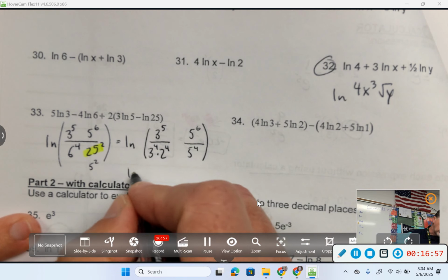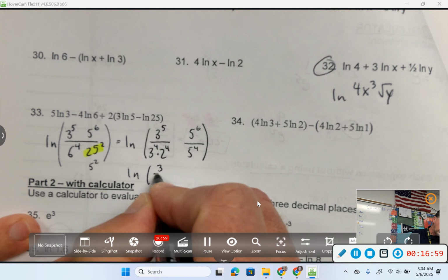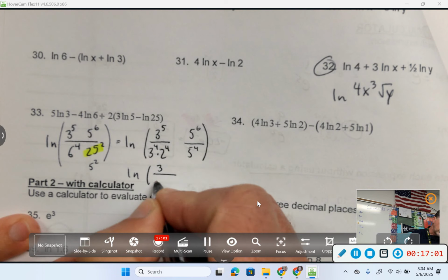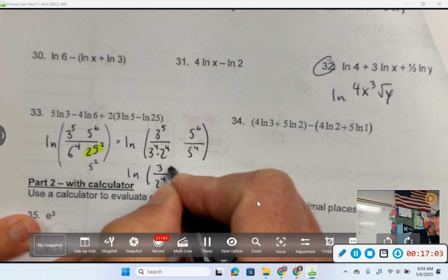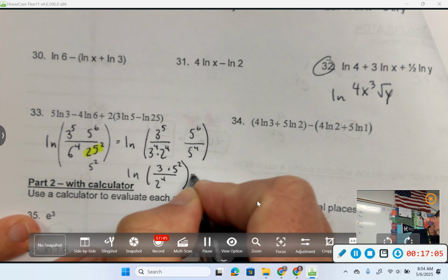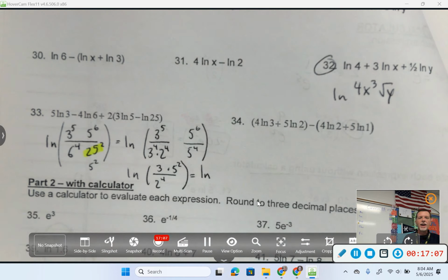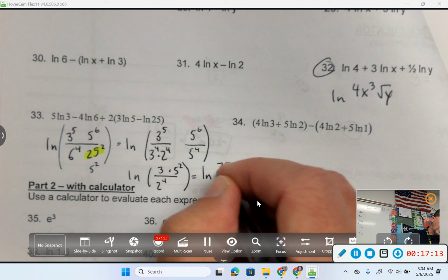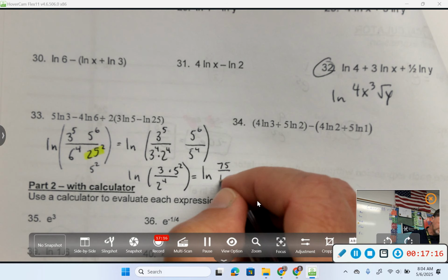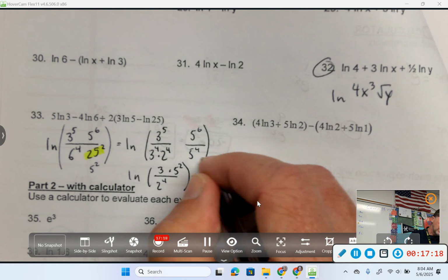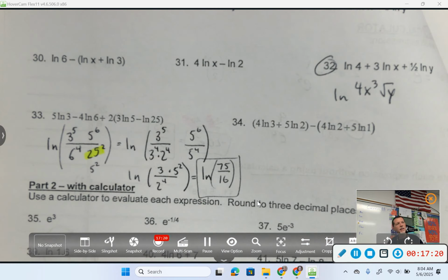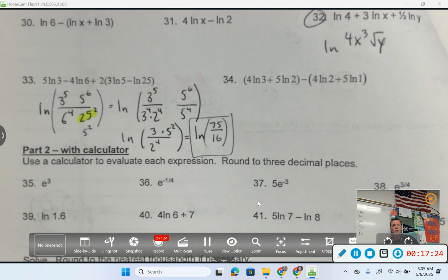So 3 in the top, 2 to the 4th in the bottom, and 5 squared in the top. Yeah, I don't need no stinking calculator. 25 times 3 is 75. 2 to the 4th is 16. Look at that. Look at us go, showing off our math.